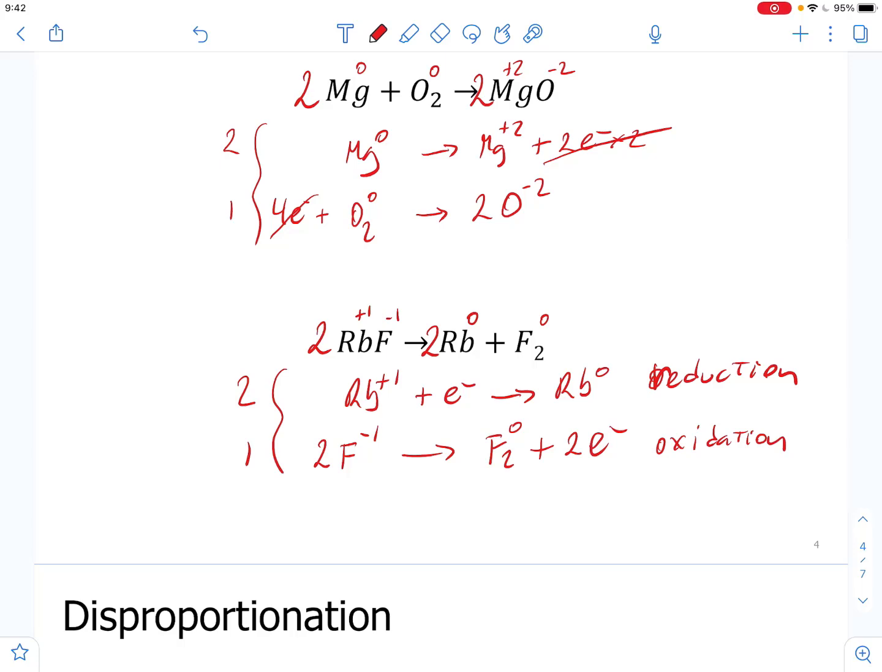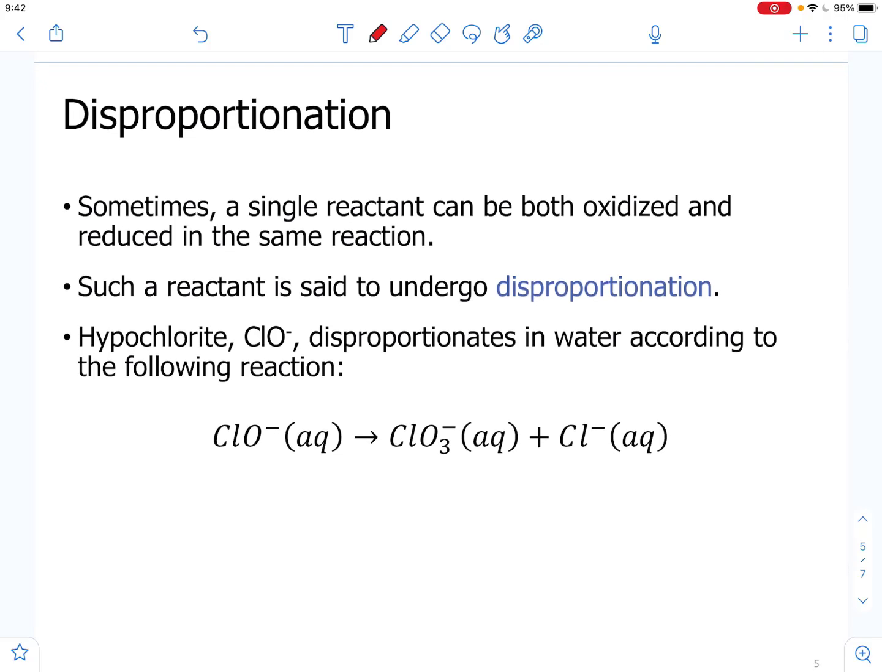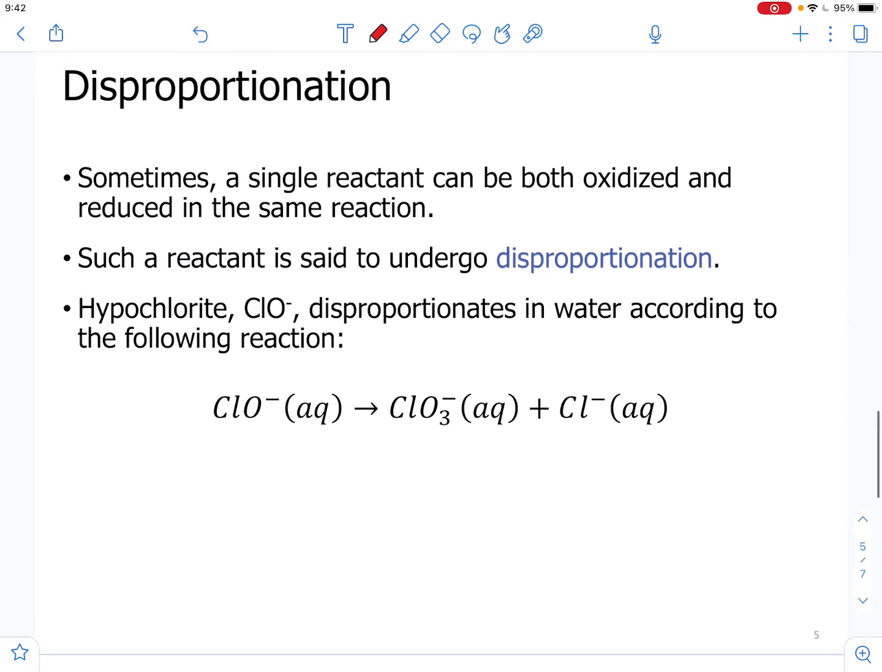One special case of a redox reaction is this case of disproportionation. This is when the reducing agent and the oxidizing agent is actually the same substance. It's not the same molecule, but 2 different molecules with the same element. In one case, one is going to lose electrons, and in the other case, the other is going to gain the electrons. So in this particular case, we have the hypochlorite ion that will disproportionate in water to produce the chloride ion and chlorate.